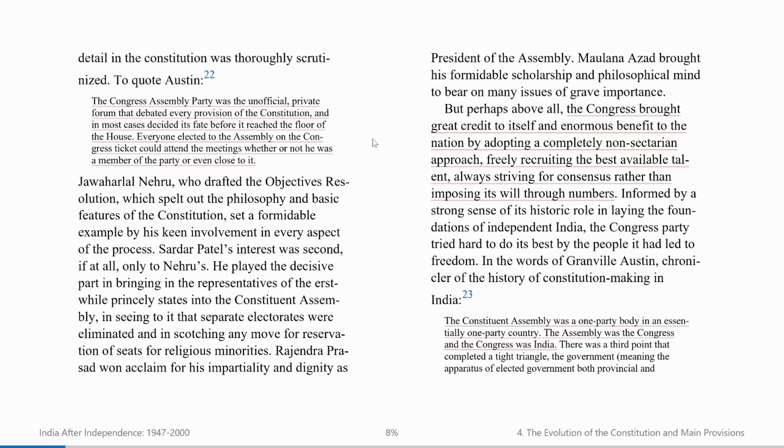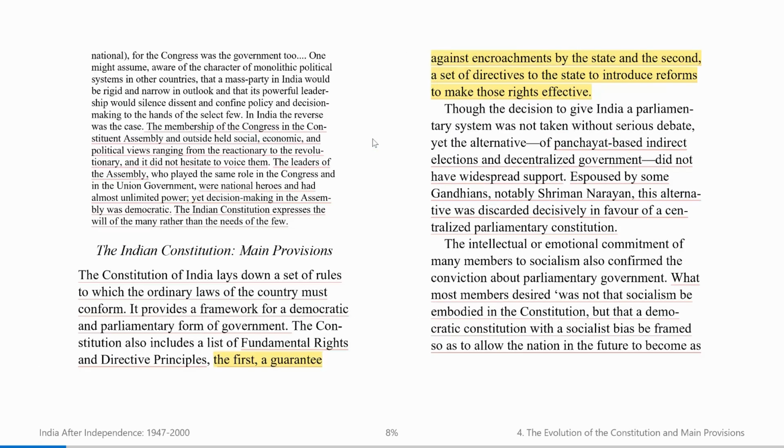There was a lot of criticism. The famous quote being, the Constituent Assembly was a one-party body in essentially a one-party country. The Assembly was Congress and Congress was India. But obviously the Congress gave itself credit for recruiting the best available talent and striving for consensus rather than imposing its will through numbers. That was the idea behind it. Remember, they had B.R. Ambedkar, who was not a Congressman. They had the communist, Shyama Prakash Mukherjee, and so on, who were not part of the Congress.